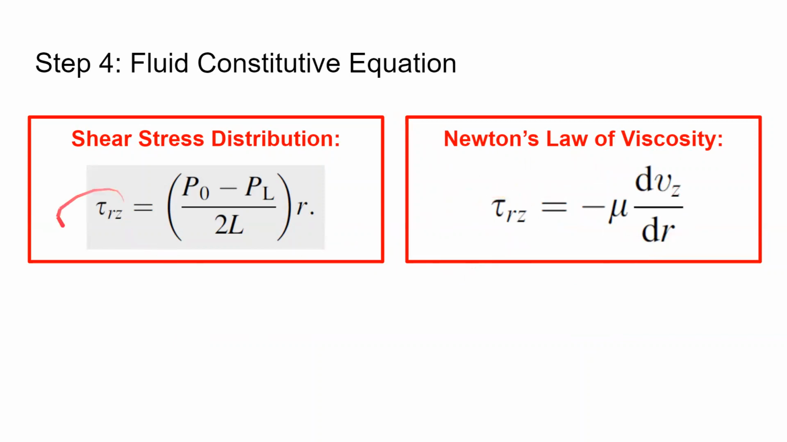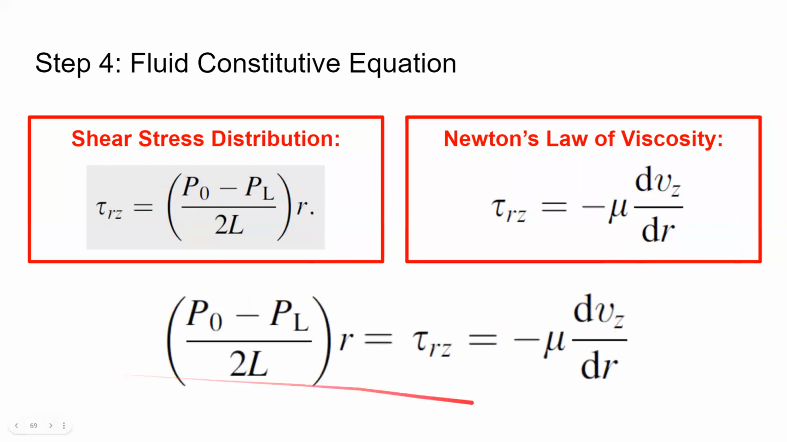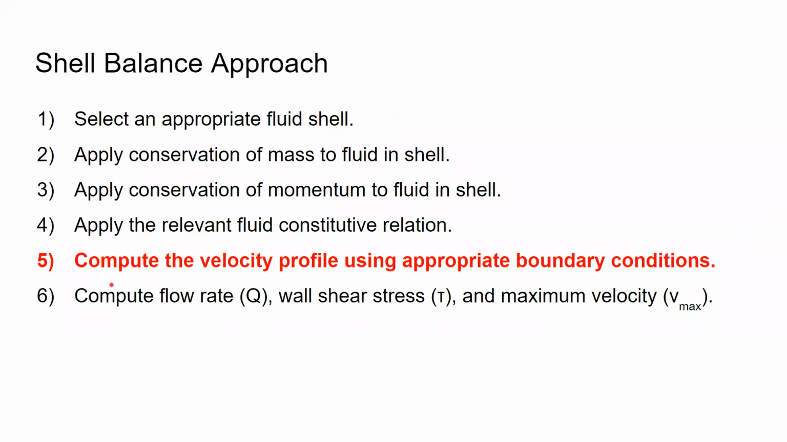And again, the taus, we can set these two terms equal to each other like this. Great, and that's step number 4. Again, very simple, and the trick is just making sure you're doing it right, ensuring that you know what type of fluid this is. Great, so step number 5 is to compute the velocity profile using appropriate boundary conditions once again.